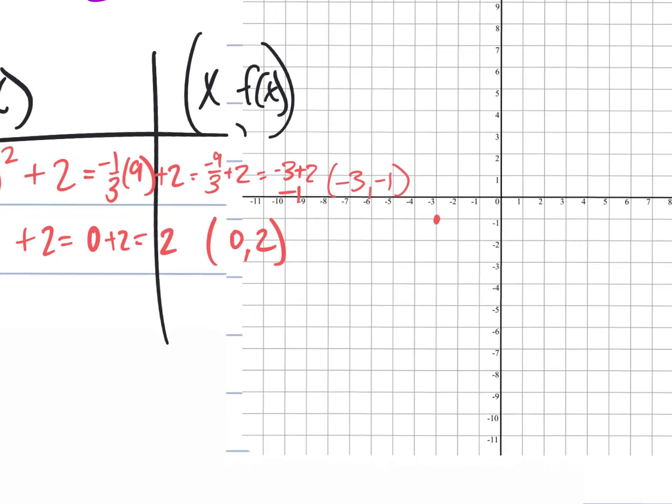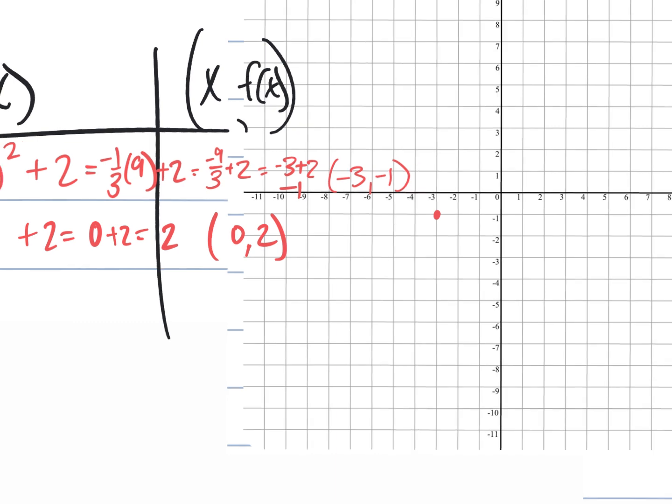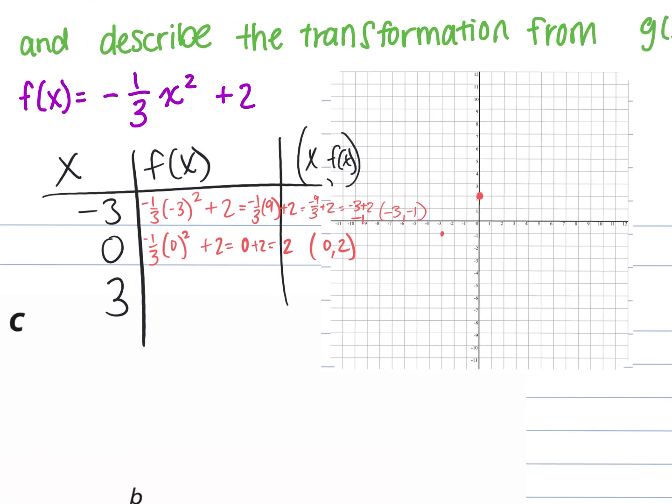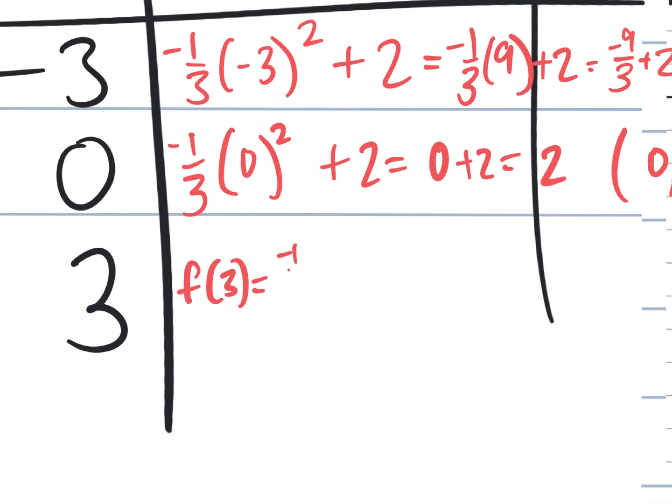Okay? Matthew, where's 0, comma 2? On the 2. On which axis? On the y-axis. Very good. On the 2, on the y-axis. And then let's plug in 3. David, can you do 3 for me, please? We got f of 3 and it equals -1/3 parentheses 3 squared plus 2.